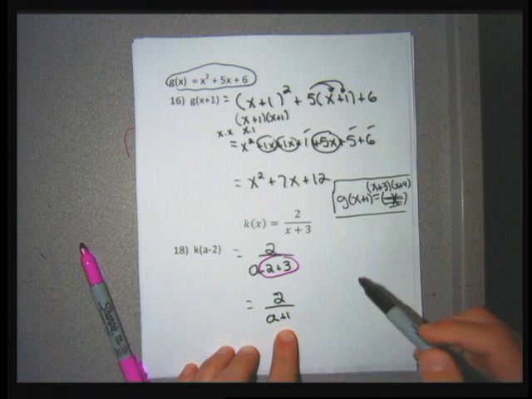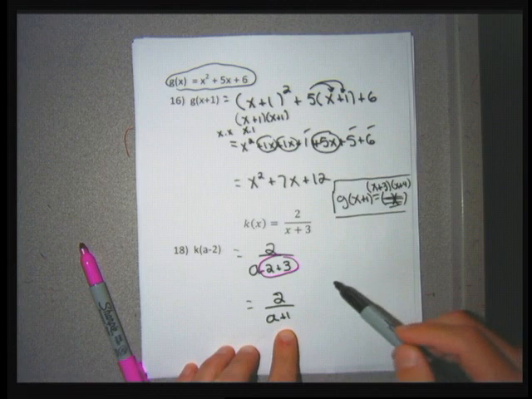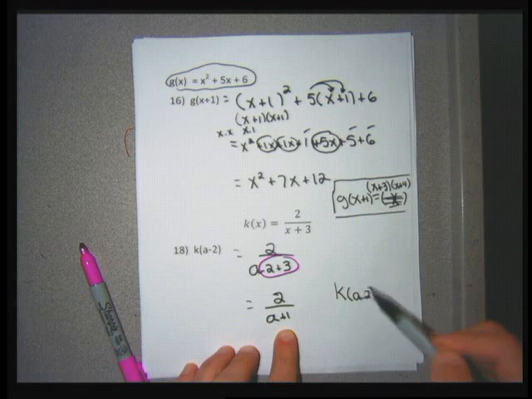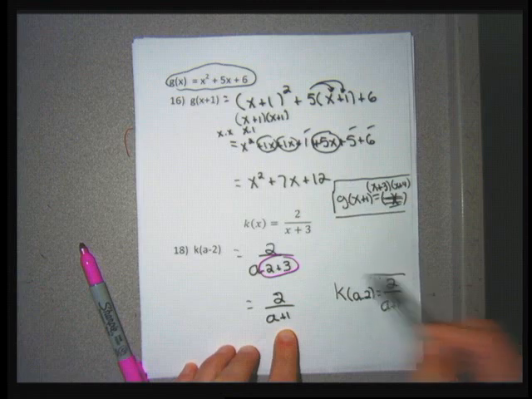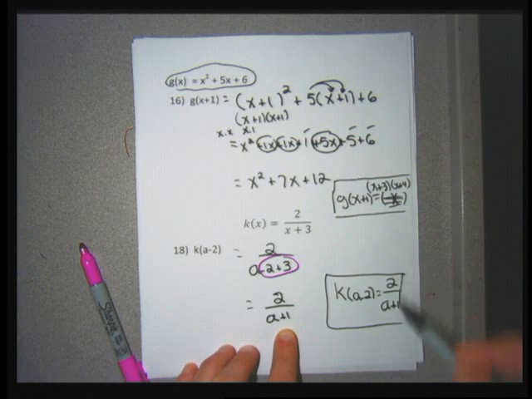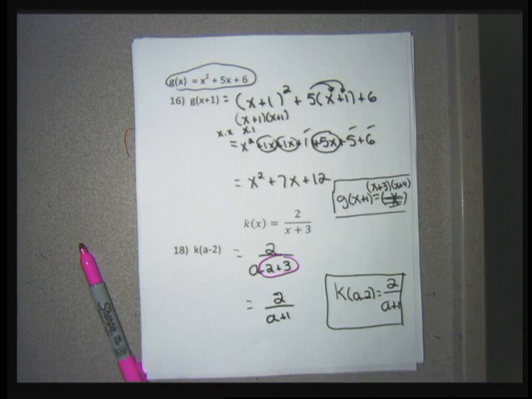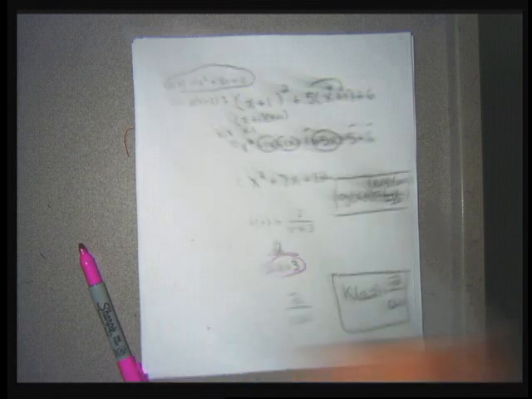That is not reducible. I'm not going to set the denominator equal to 0 and find the domain of this because I wasn't asked to find the domain. I was just asked to change the x to a minus 2 and simplify, and that's all I'm going to do. I'm going to change the x to a minus 2. I'm going to simplify and stop. My answer is going to be 2 over a plus 1, and that's all there is to do for problem 18.